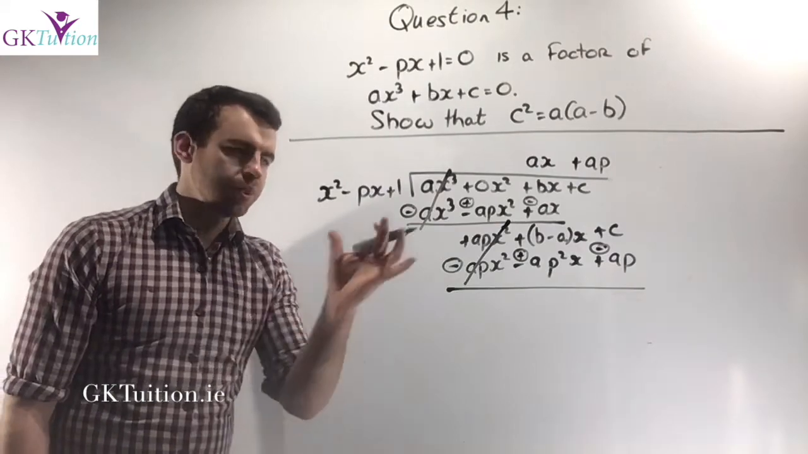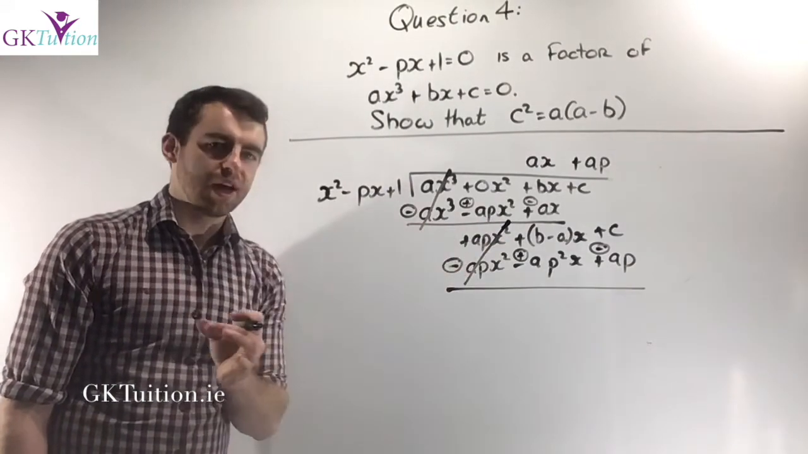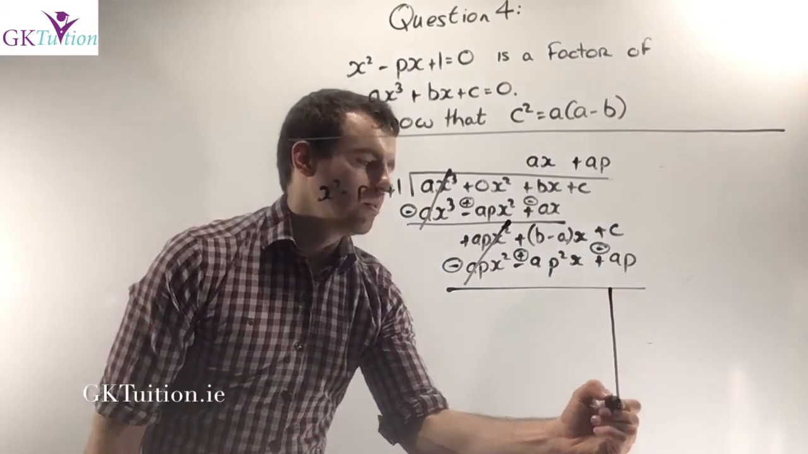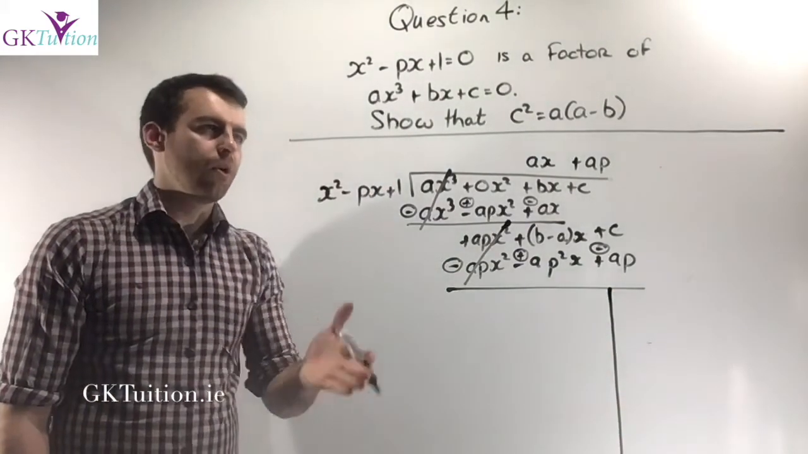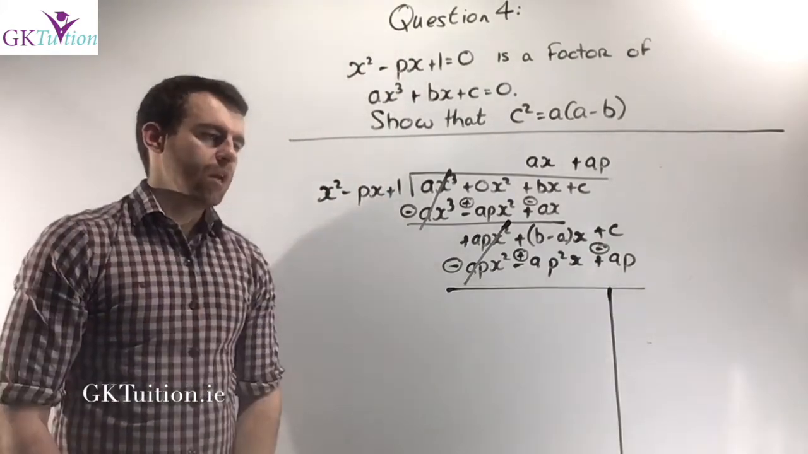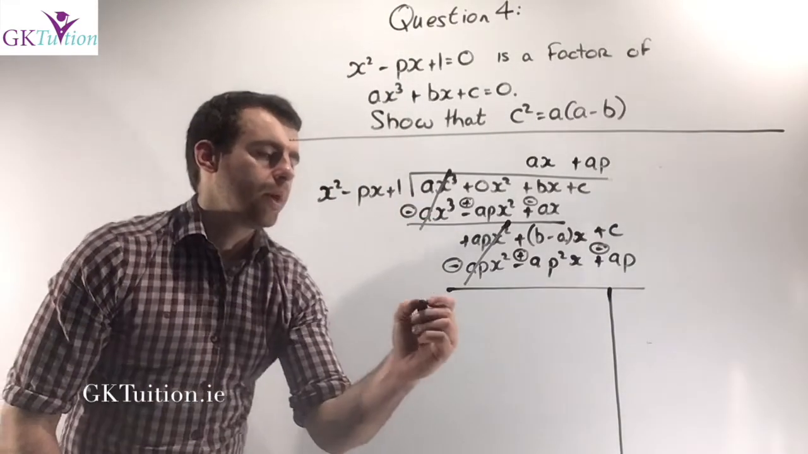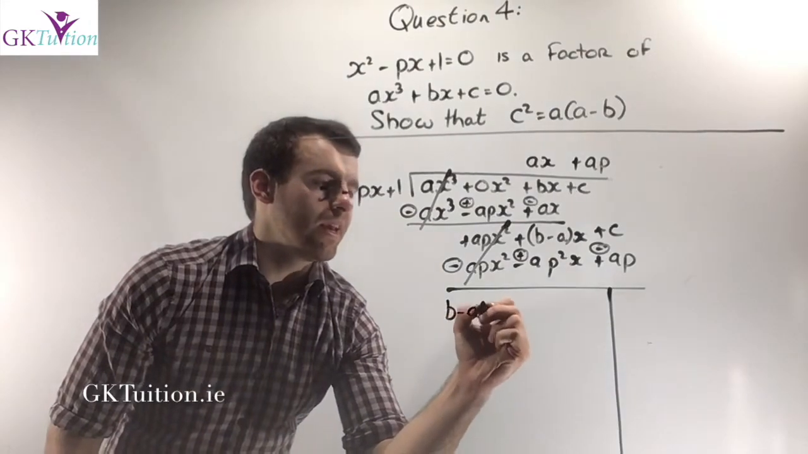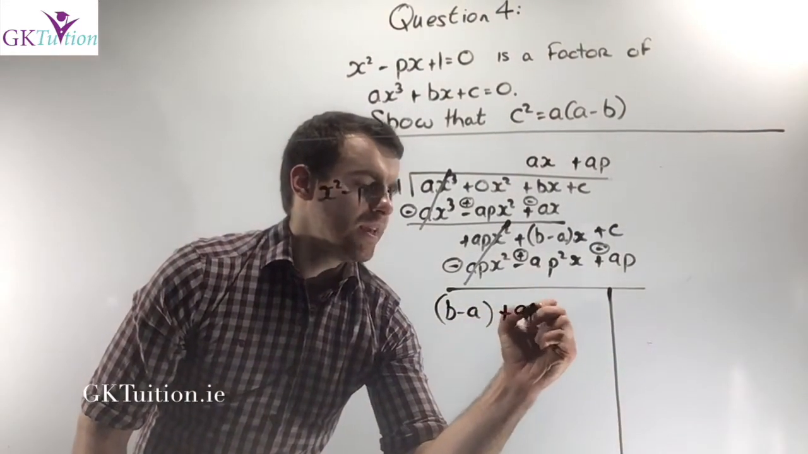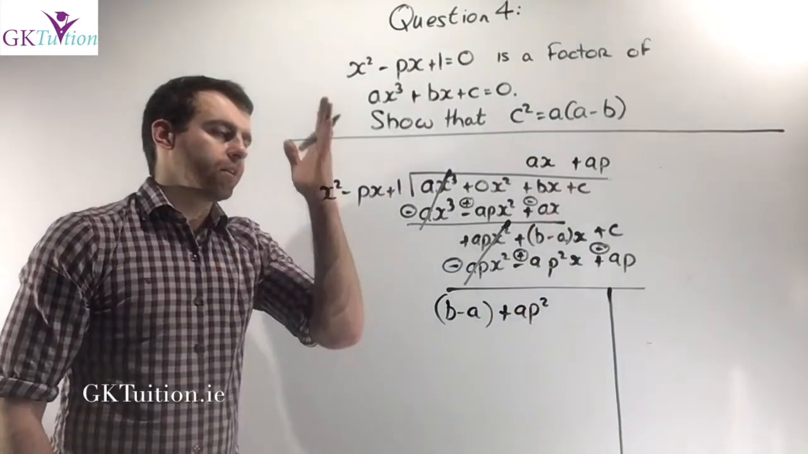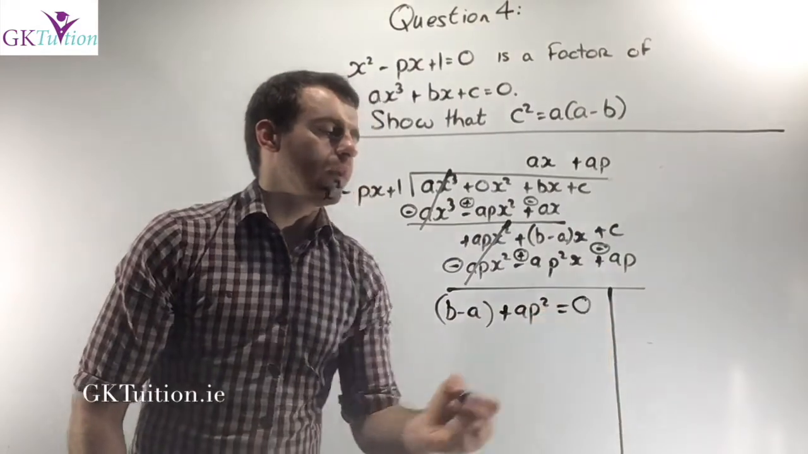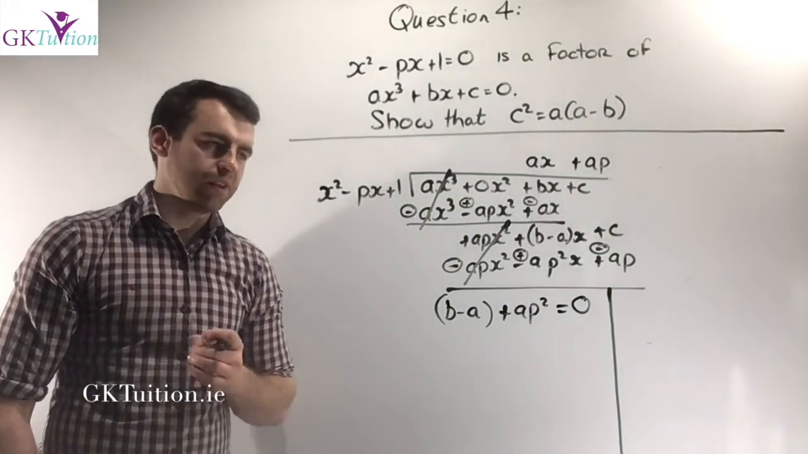And the next two that I'm going to look at are my two separate remainders. I know that the remainders in this case are going to be equal to 0, because I know the original quadratic is a factor of the cubic. So the coefficient of x on the top is simply b minus a, while the coefficient of x on the bottom is plus ap squared. I know that the coefficient of x on the top and the coefficient of x on the bottom need to cancel each other out, or in other words, they must add up to 0.